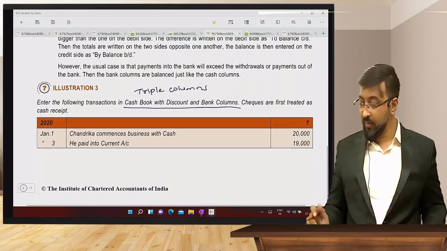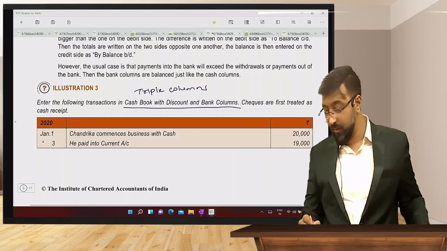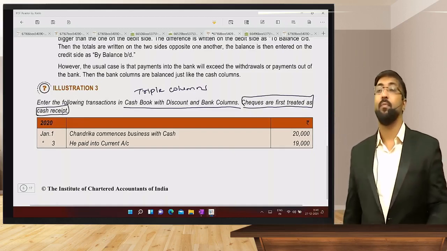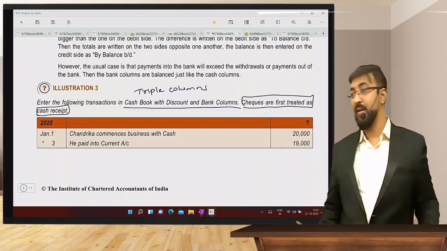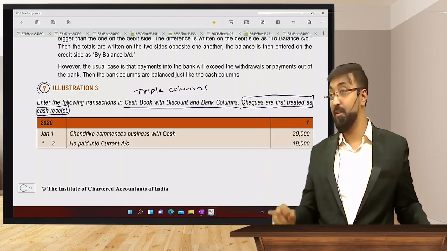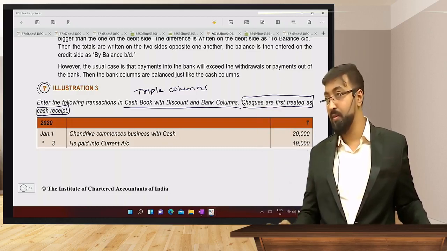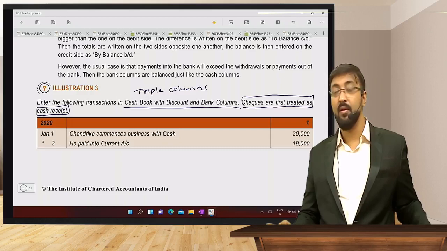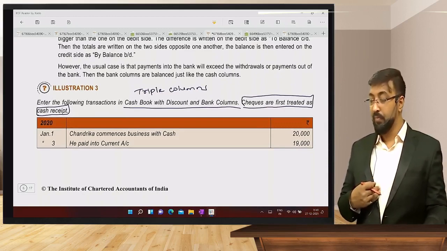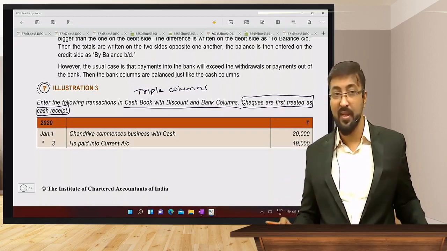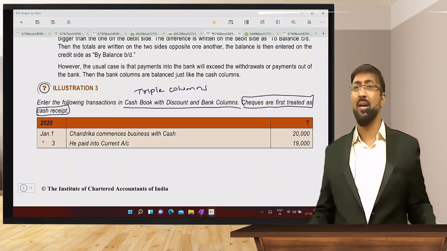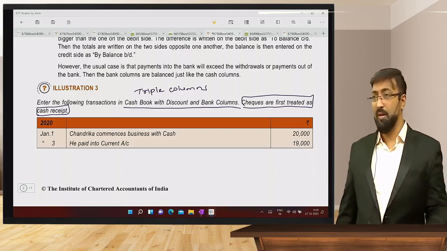Now friends, here one sentence is very important, that checks are first treated as cash receipts. This sentence is very important in this question. So how to solve this question? If you ask me personally, this is not more logical, but as ICAI has given this, we have to follow in the same way. Otherwise, normally we pass the entry bank account debit to customer.